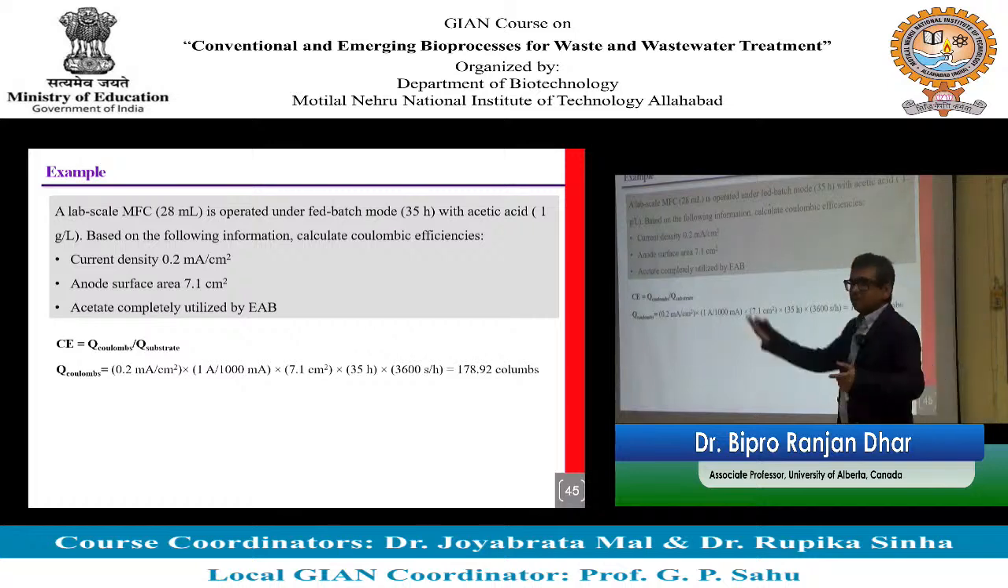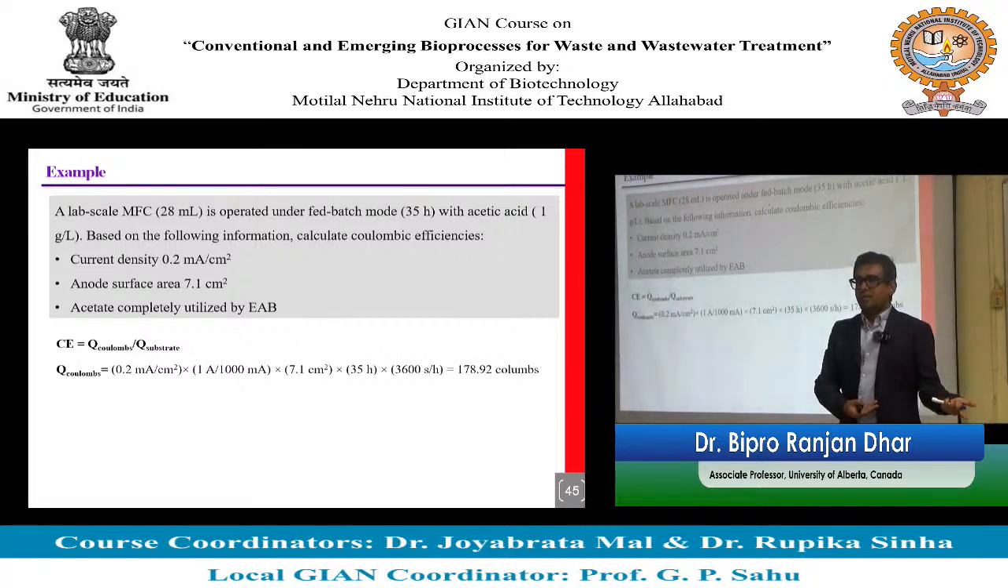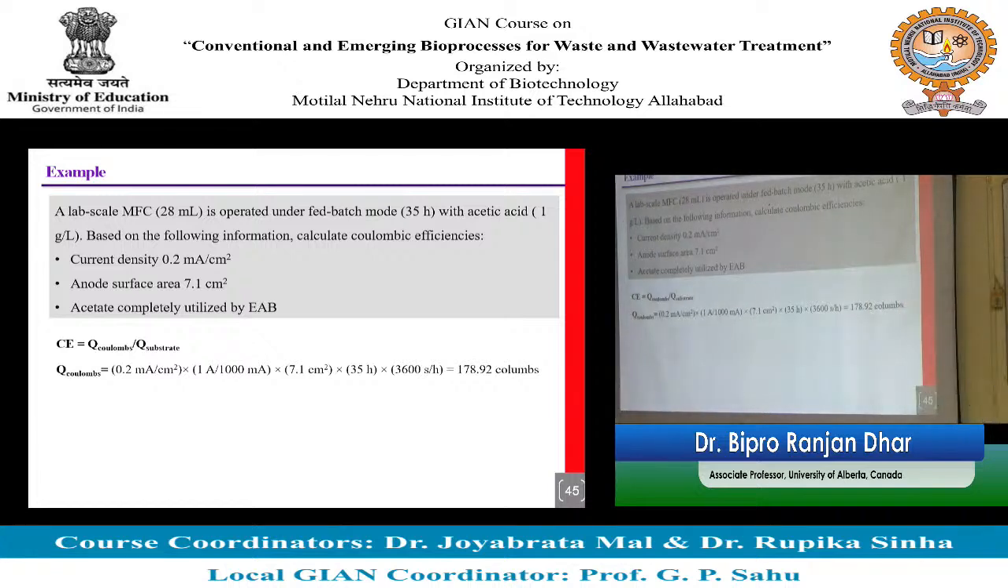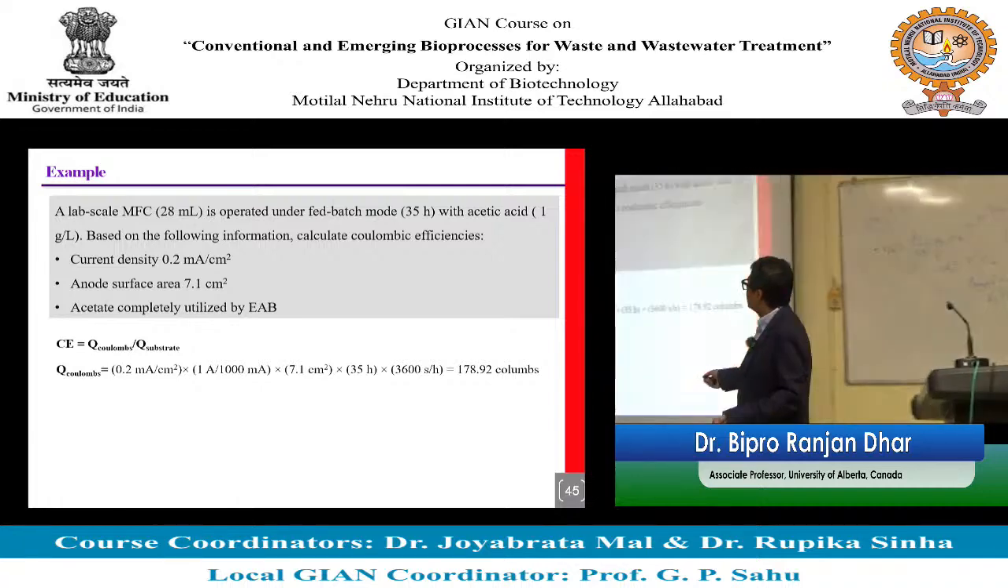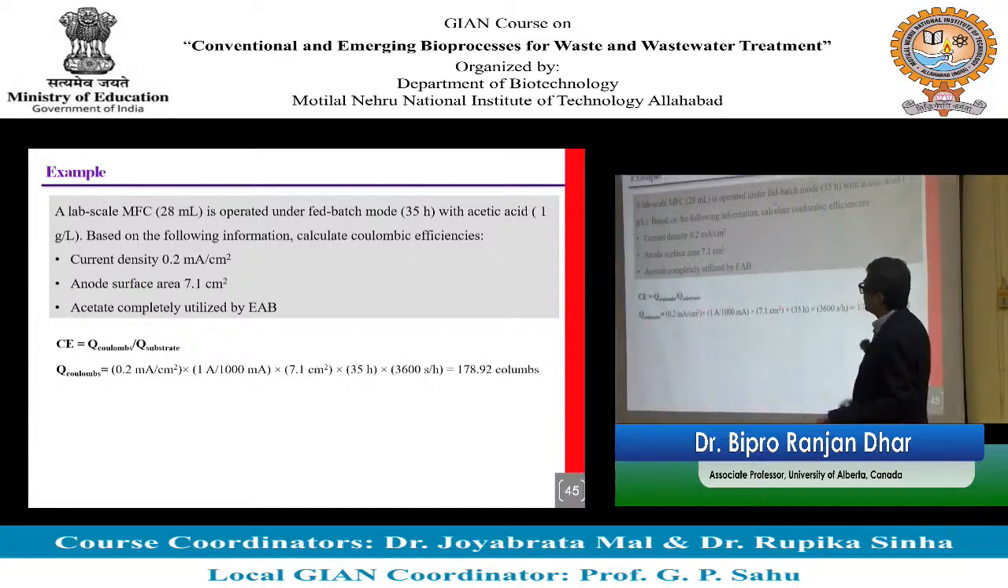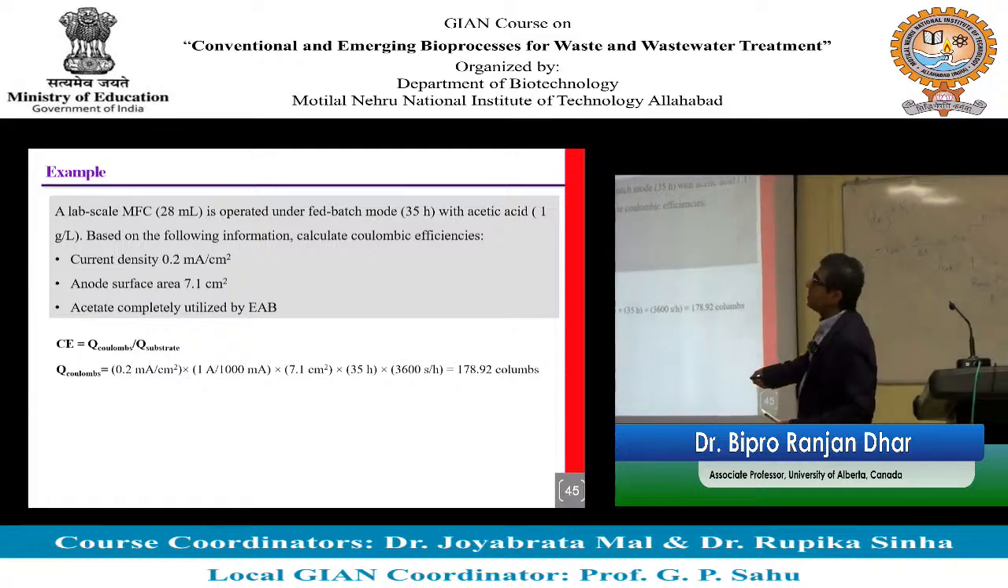I don't need to convert this, because I have centimeter square and centimeter square, and I can just cross them out. So this is what is coming from current density.